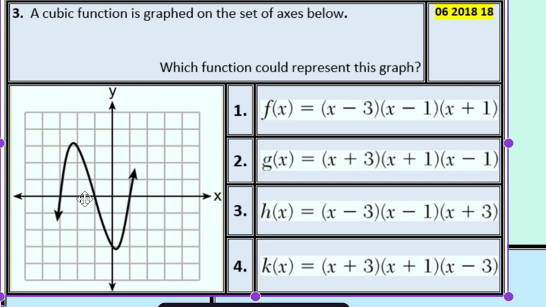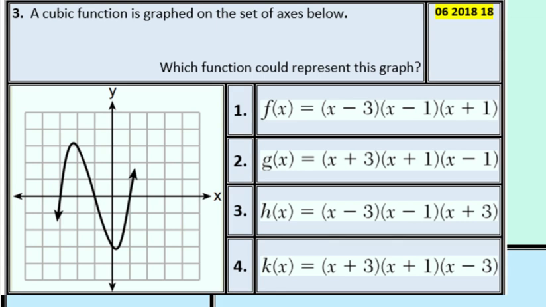And I notice this touches the x-axis at 3 different places, which makes sense. A linear function could touch it once, a quadratic twice, a cubic, that means a power of 3, three times. So all 4 answers have 3 different values with their x's. So let's identify these x-intercepts.